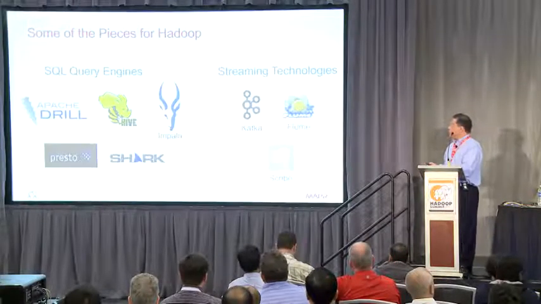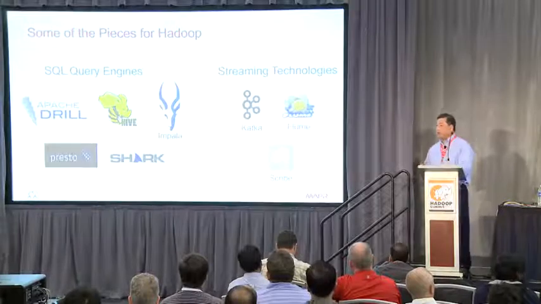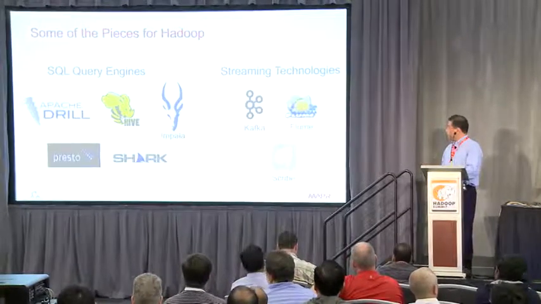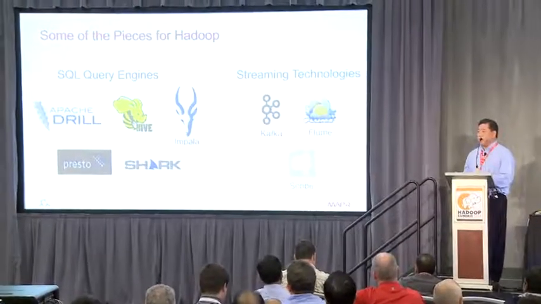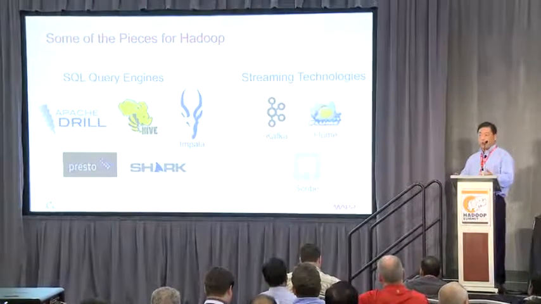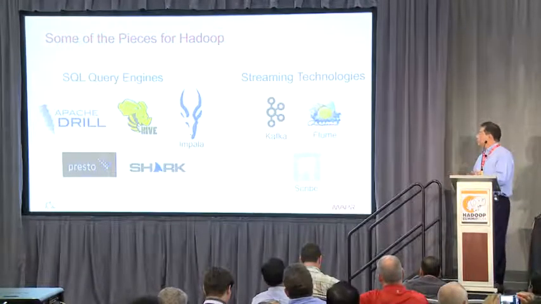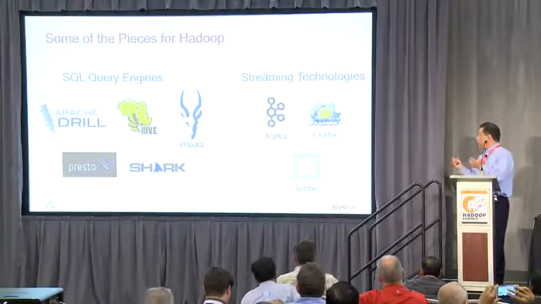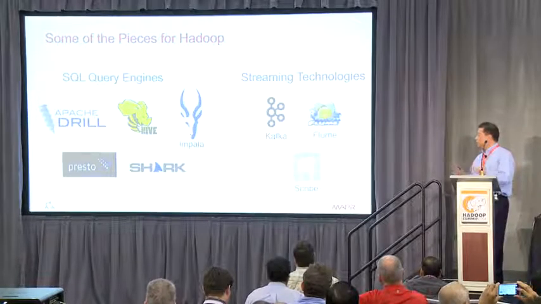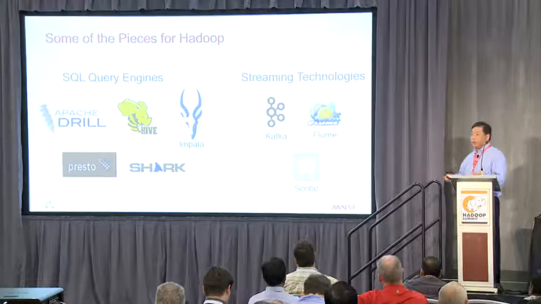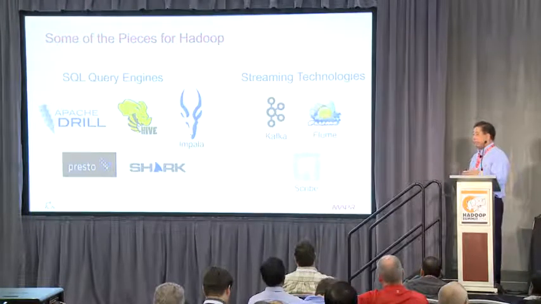OK, so jumping a little bit ahead, if you look at some of the pieces for Hadoop, the environment that you set up will include operational and analytical workloads. There are a number of SQL query engines. Some of the popular ones include Hive, Impala, Presto, and Shark, and of course, for full disclosure purposes, Apache Drill, which is a MapR-initiated project. It is an Apache project, but it was initiated by MapR.